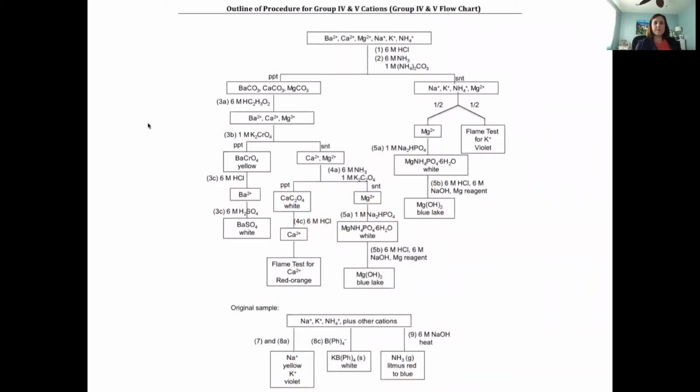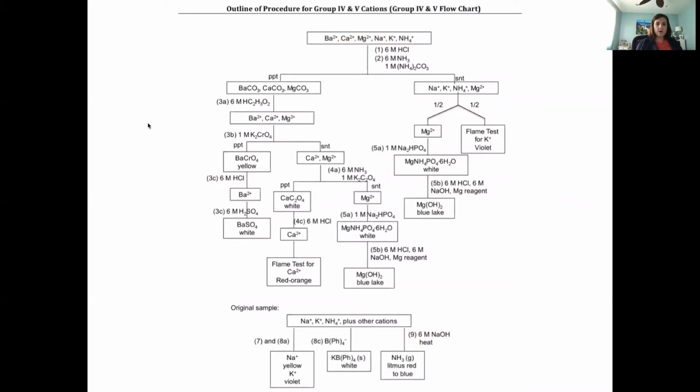Okay, so in this video, I'm going to briefly talk about the outline of procedures for groups 4 and 5 cations, the last two groups in our qualitative analysis scheme. As you can see, our group 4 and 5 cations are at the top: barium, calcium, magnesium ions, sodium, potassium, ammonium ions. And so this is both group 4 and 5.